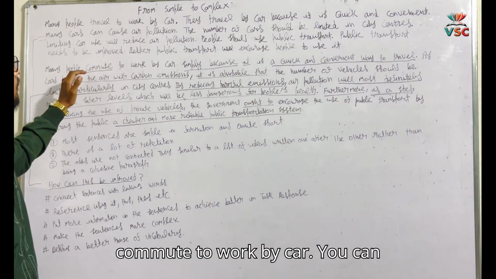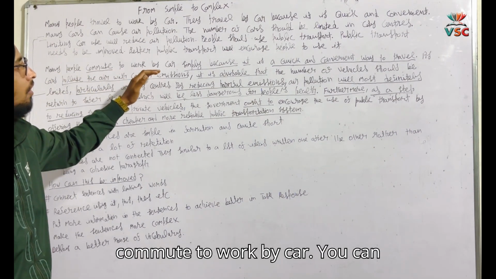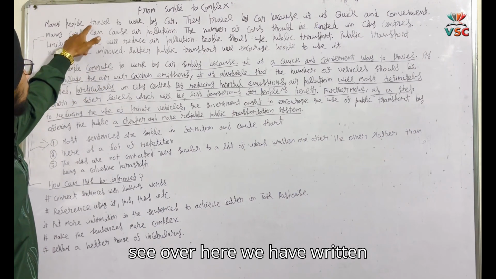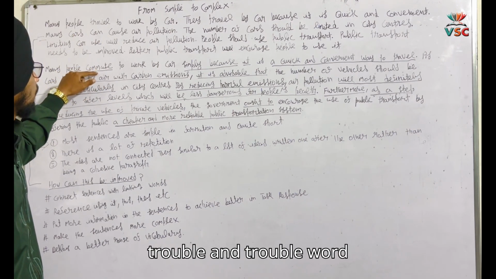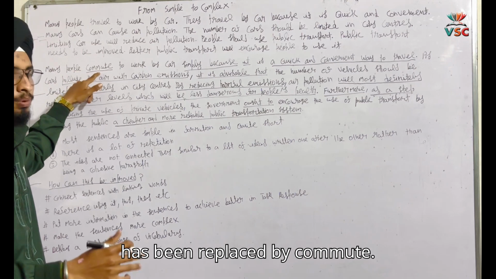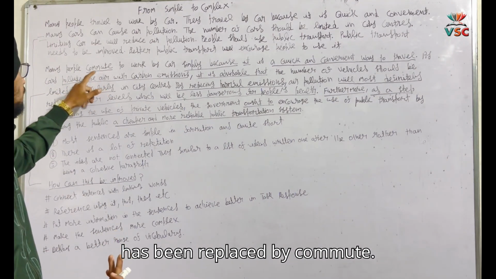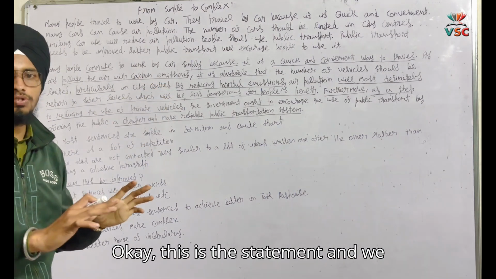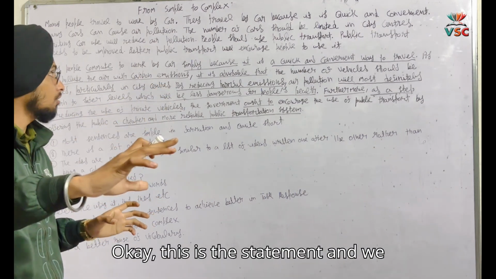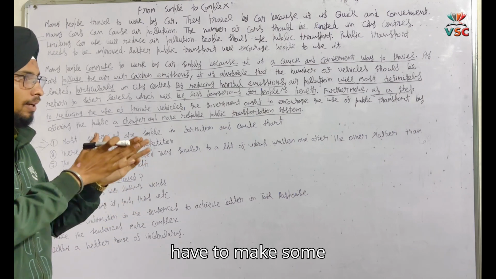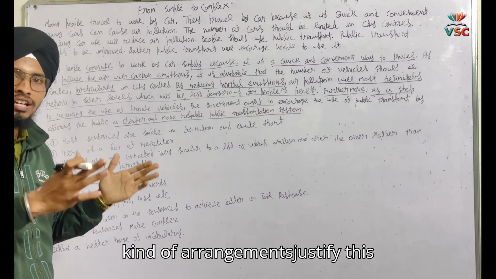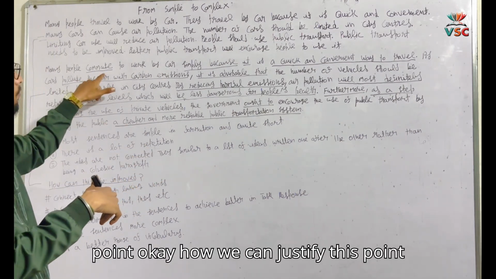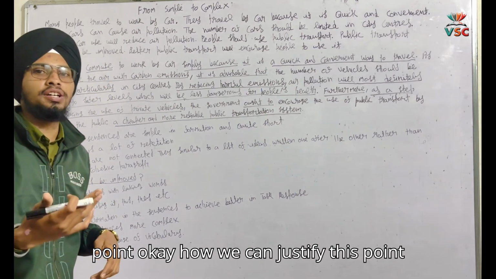Many people commute to work by car. You can see over here we have written travel, and travel word has been replaced by commute. Many people commute to work by car. Okay, this is the statement, and we have to make some kind of arrangements to justify this point. Okay, how we can justify this point?